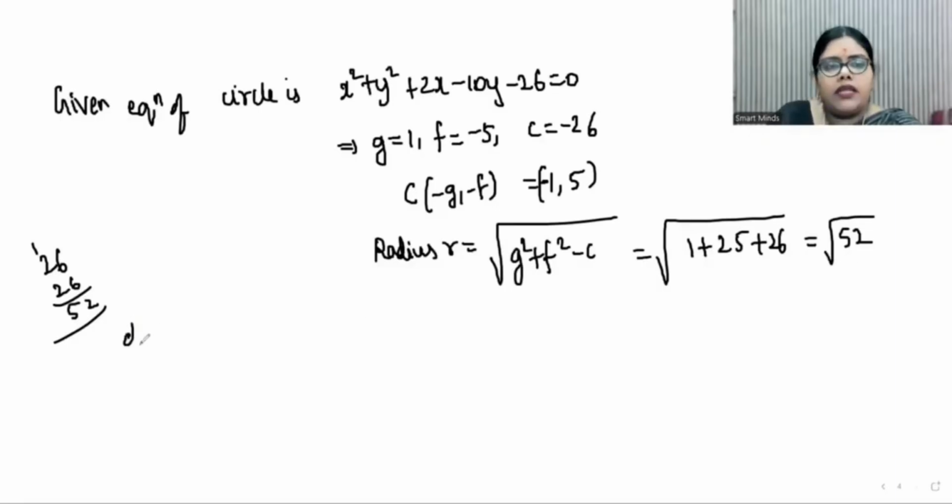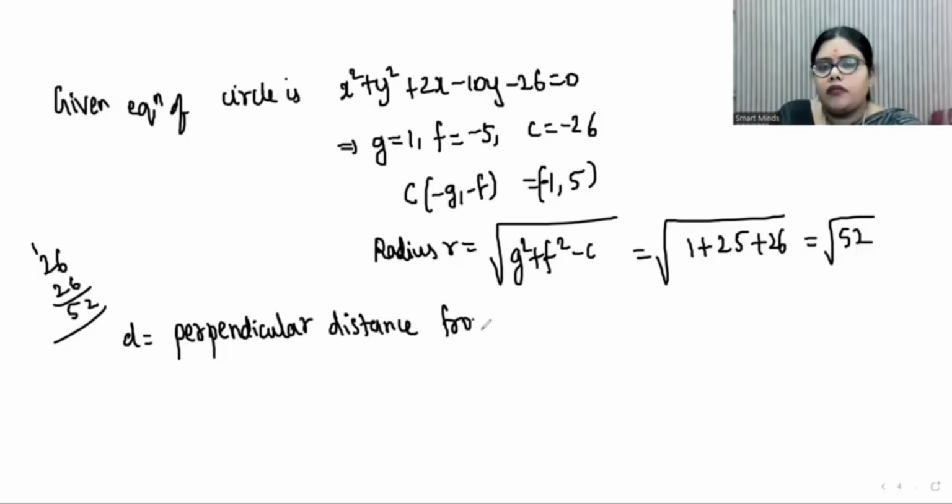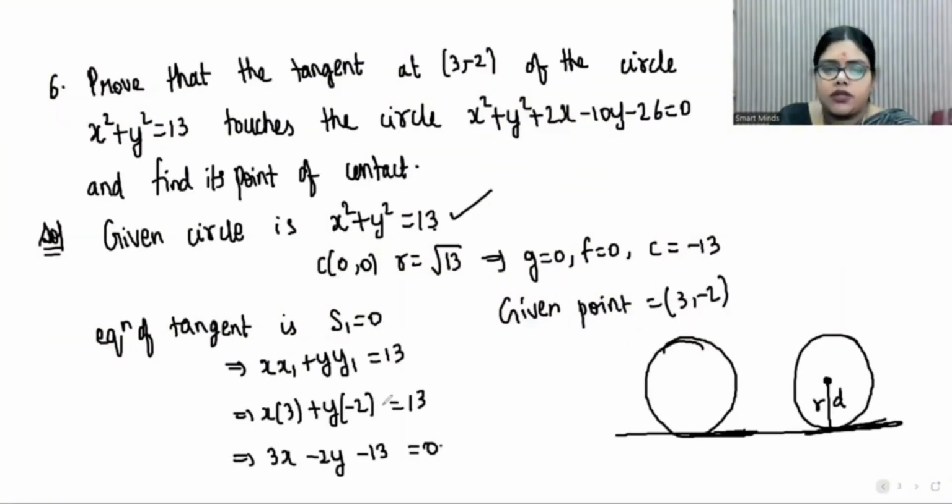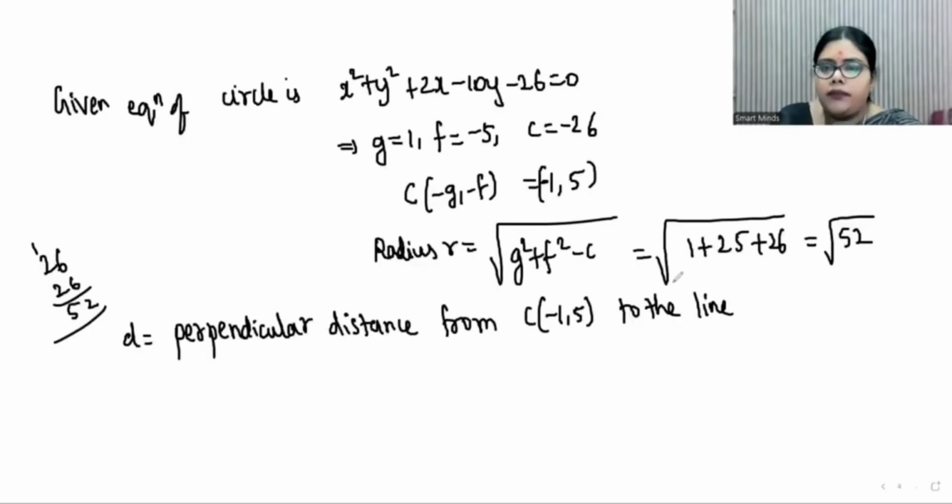Now we will find out d. What is d? d is the perpendicular distance from the center minus 1 comma 5 to the line. What is the line we have to take? We need to take the tangent equation. This tangent equation we should take: 3x minus 2y minus 13 is equal to 0.